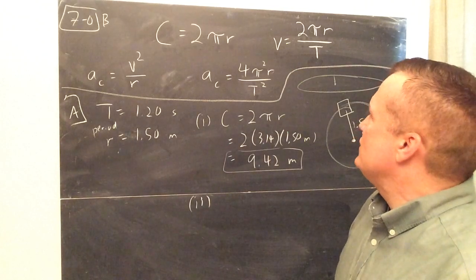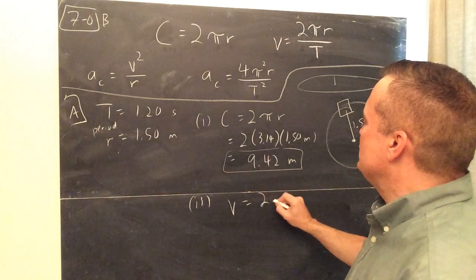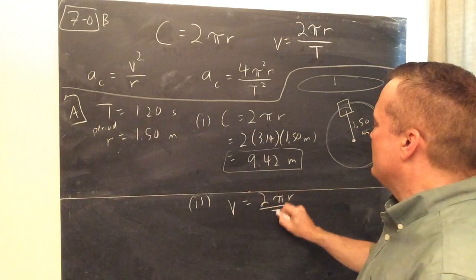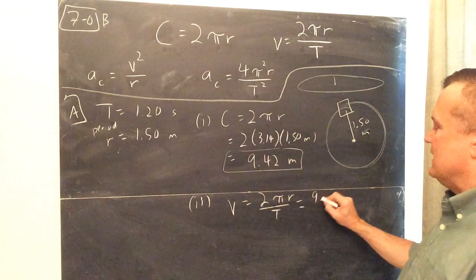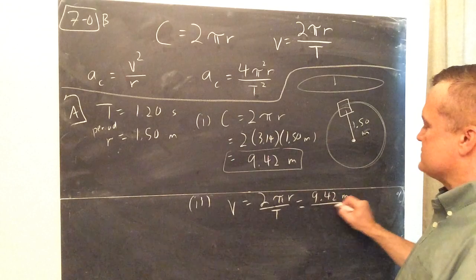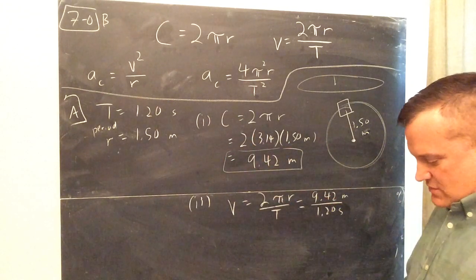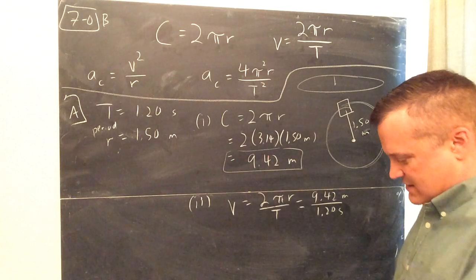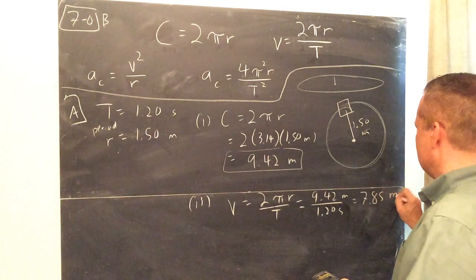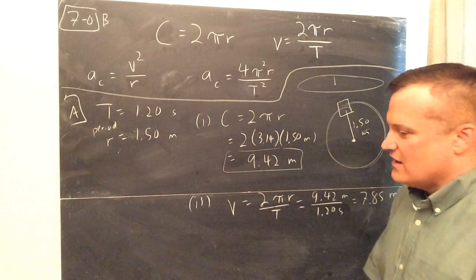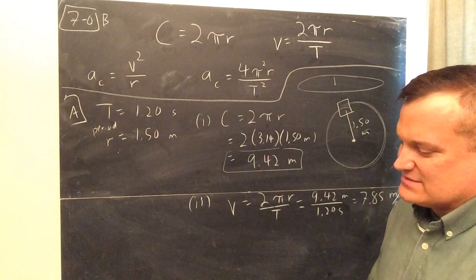But now, if you want to use this equation, this gives you the same thing. V equals 2 pi r over the period. And we already know 2 pi r is 9.42. If you want to plug them in again, you could. 9.42 meters over the period, 1.20 seconds. So 9.42 divided by 1.20 is 7.85 meters per second would be the, well, we gotta call it velocity. Yeah, I'll just say velocity.